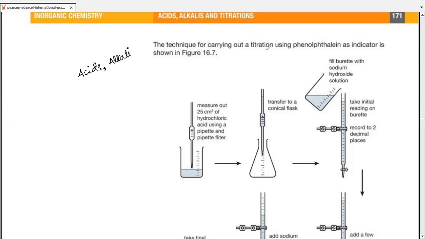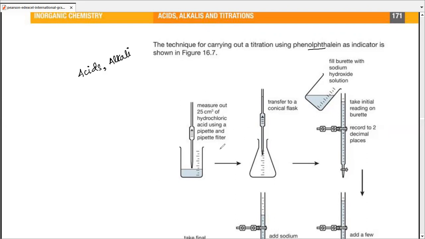The technique for carrying out a titration: we need to use an indicator. In this specific case, we're going to use phenolphthalein as an indicator. Now, to begin with, we measure out 25 cubic centimeters of hydrochloric acid. We can use a pipette and a pipette filler, right? So I hope you have done that in lab. Have you? Yeah, we did this one. Okay.